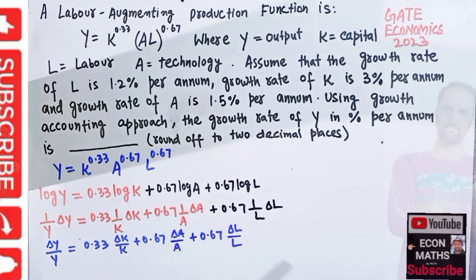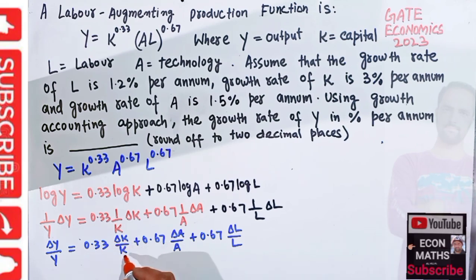Now what exactly does this equation tell us? Del y upon y means the percentage growth rate of output. Del k upon k shows us the percentage growth rate of capital. Simply change in capital divided by original capital will give us the percentage growth. Del a upon a, again it shows the percentage growth of the state of technology, and del L upon L means change in labor divided by original labor. It gives us the percentage value of labor.